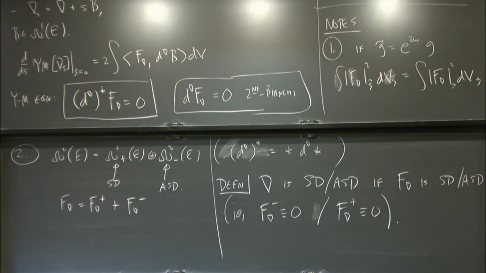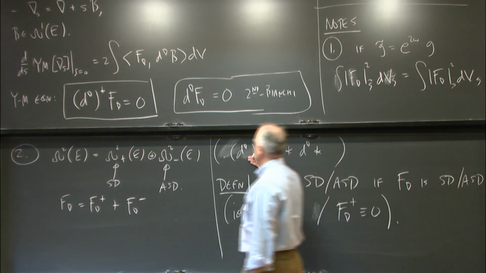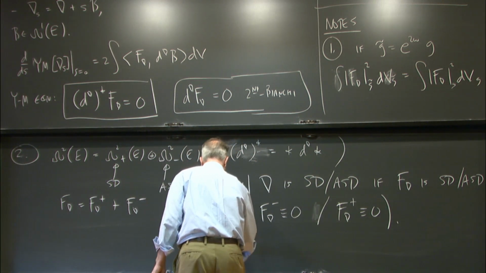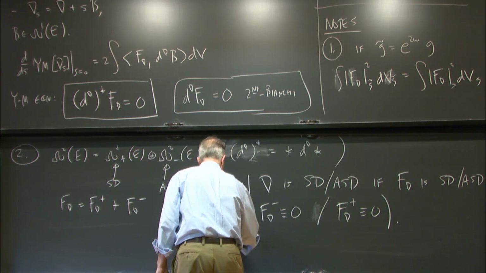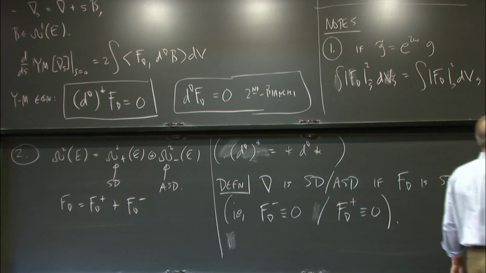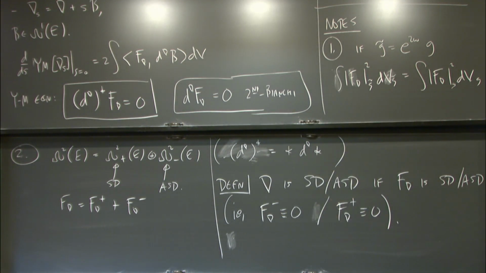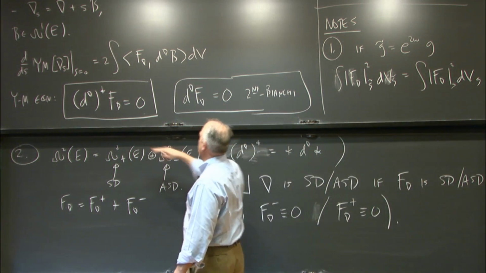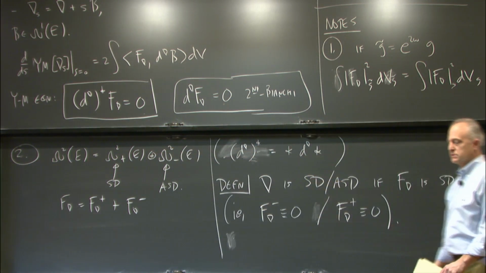Okay. And then you can check using this formula that, if nabla is self-dual or anti-self-dual, then nabla is a Yang-Mills connection. It satisfies the Yang-Mills equation. You just check this by using the second Bianchi identity plus this expression for the adjoint.